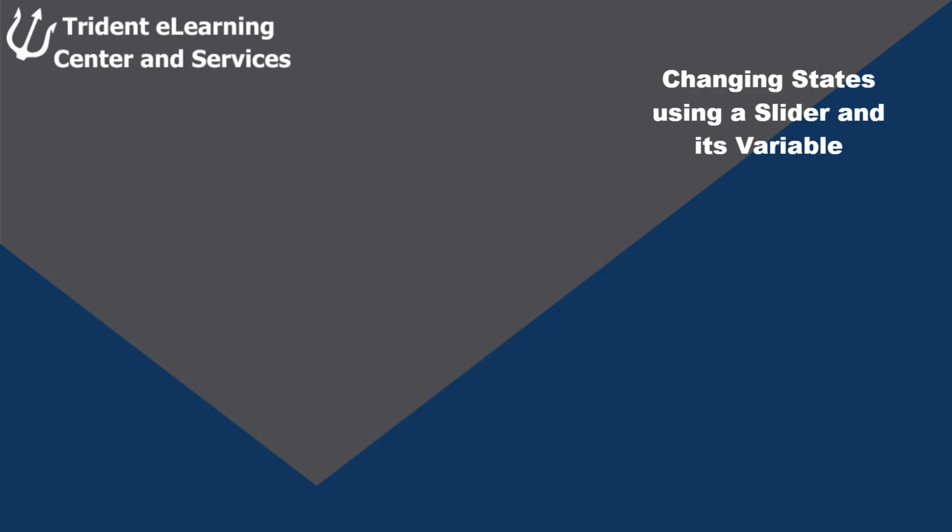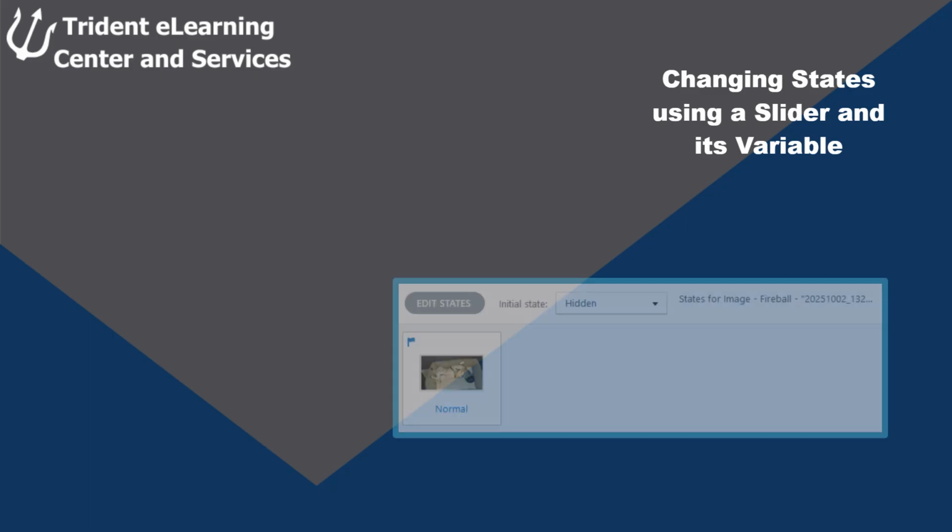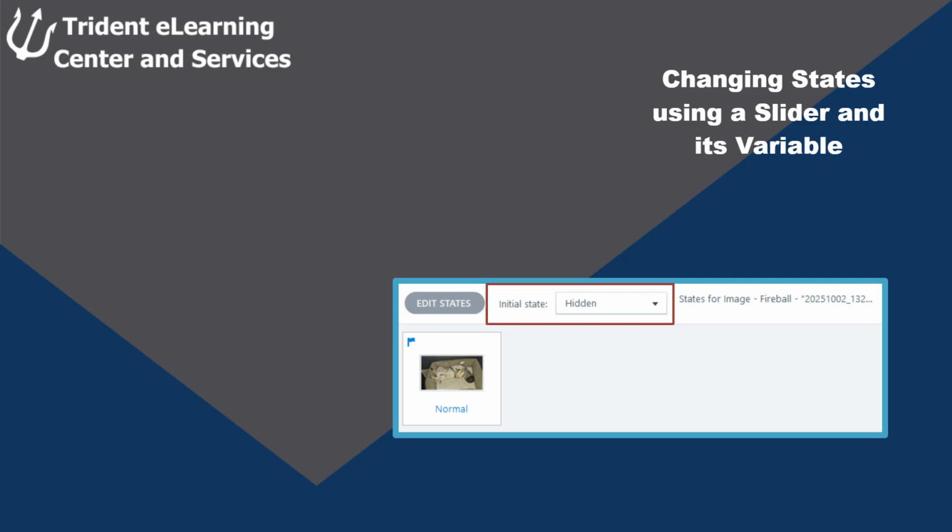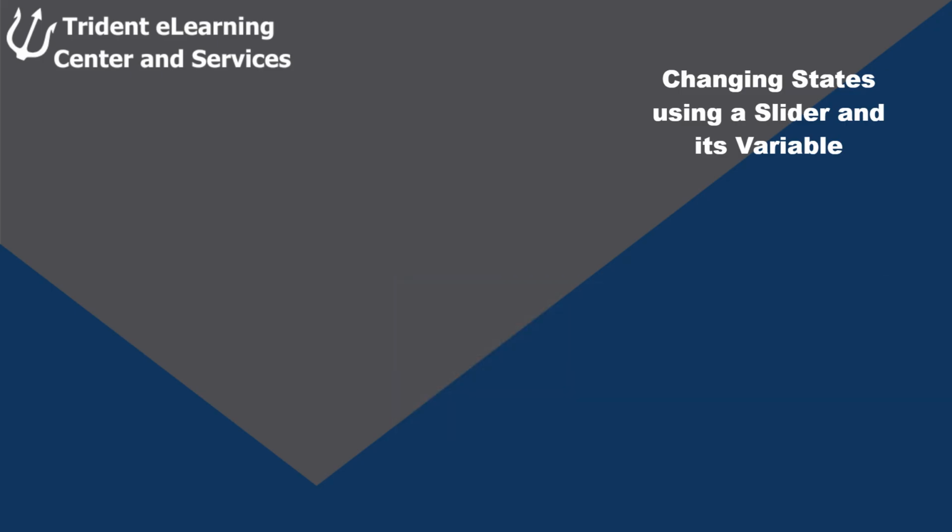Now that we've seen what a slider and its variable can do, let's look at how this interaction was built. First, we set each picture's initial state to hidden. When the slider moves to the appropriate position, we want that picture's state to change to normal. When the slider moves off that position, it returns to hidden. This ensures we only see Dixie when the slider is at her position and the variable's value equals 2.